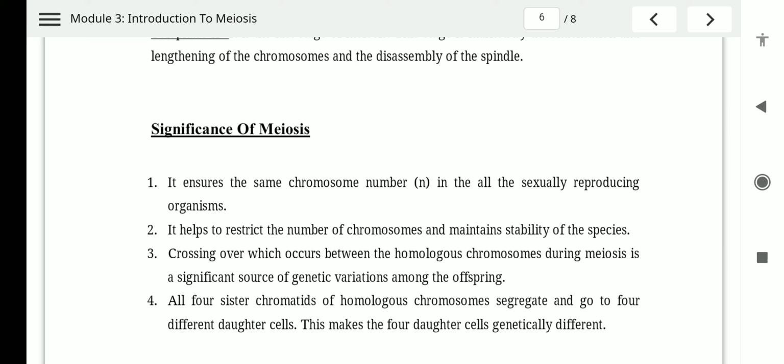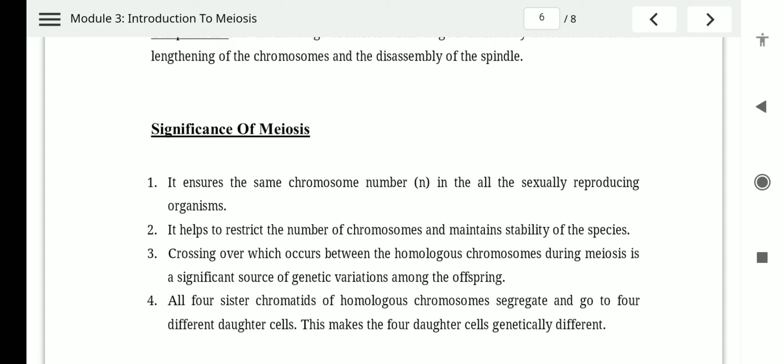During meiosis, crossing over occurs between the homologous chromosomes, and it has a great role in the genetic variation among organisms. So, new changes come in the organism due to crossing over. In this process, all 4 sister chromatids of homologous chromosomes segregate and go into 4 different daughter cells. So, we should understand here that 4 daughter cells are formed, and those daughter cells are genetically different from their parent.